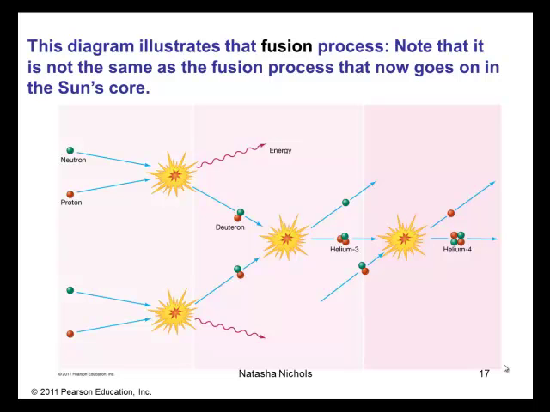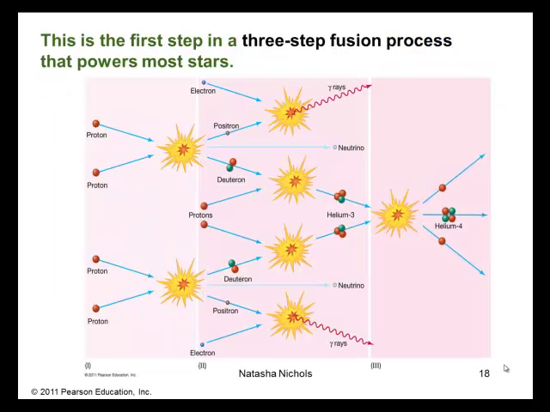Here we have the reaction sequences that led to the formation of helium in the early universe. A deuteron is a nucleus of deuterium, which is the heavy form of hydrogen, hydrogen 2. Let's compare that to figure 16.27, which depicts the proton-proton chain in the Sun, which is coming up in the next slide here. Here we are.